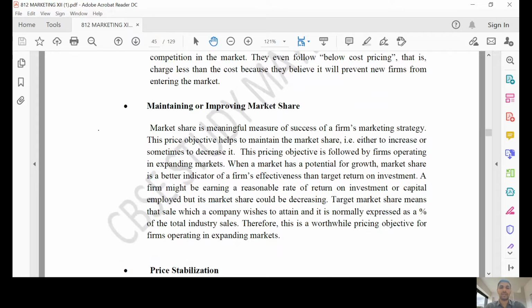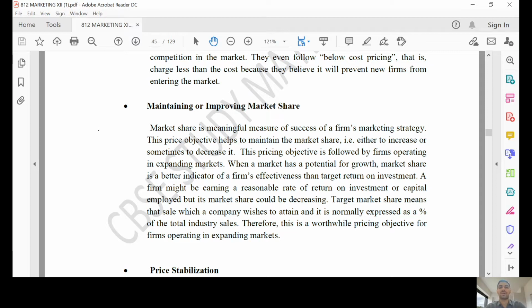If a company wants to improve the market share, they have to reduce the price. There are many Chinese mobile phone companies. They are quickly getting market share by offering a product similar to any other branded products, but selling at a reduced price. So that is also one of the important objectives of pricing, to improve the market share.